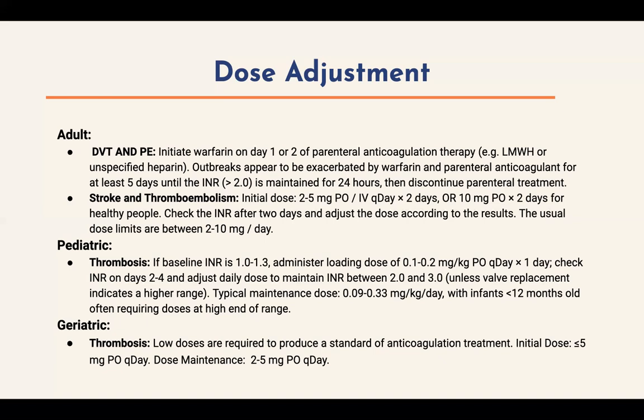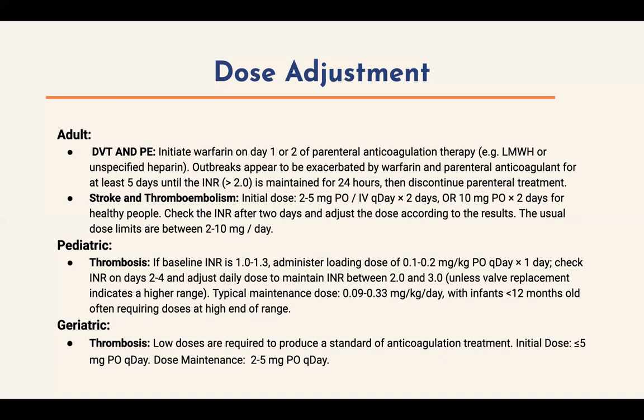Pediatric: if a child suffers thrombosis and baseline INR is 1 to 1.3, administer a loading dose of 0.1 to 0.2 mg per kg per oral once every day. Check INR on days 2 to 4 and adjust the daily dose to maintain INR between 2 to 3 unless valve replacement indicates a higher range. Typical maintenance dose is 0.09 to 0.33 mg per kg per day, with infants younger than 12 months often requiring doses at the higher end of the range.